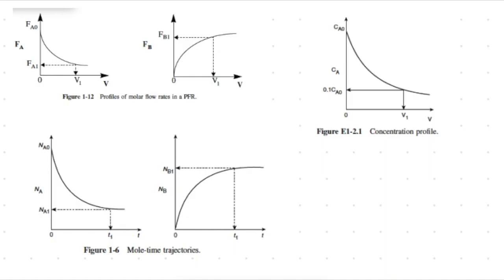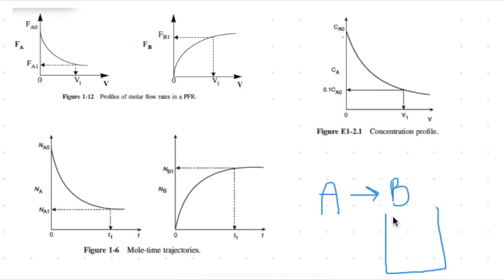Now let's talk about concentration, molar flow rate, and mole time profiles. I just wanted to quickly introduce you to these graphs and what they mean. Now assume we have a reaction from reactant A to product B. So these graphs are all based off the basic reaction A goes to B. Now let's look at the concentration profile here first.